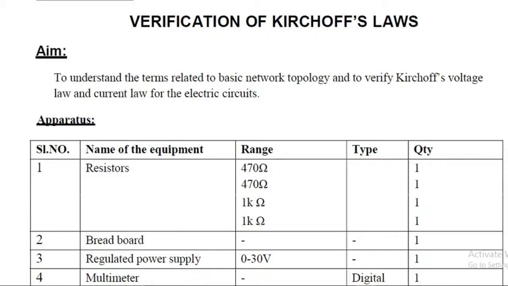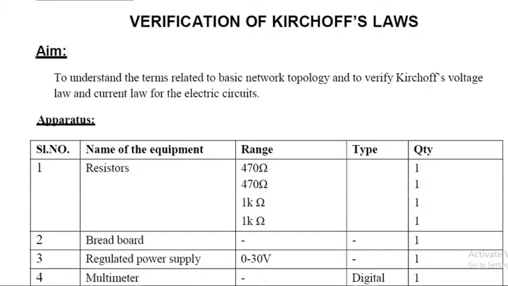That means the sum of voltage in a closed loop is 0. That means the algebraic sum of voltage in a closed loop is 0. In other words, the total amount of energy gained is equal to the energy lost per unit charge. This is KVL. So let us prove that KCL and KVL are valid.